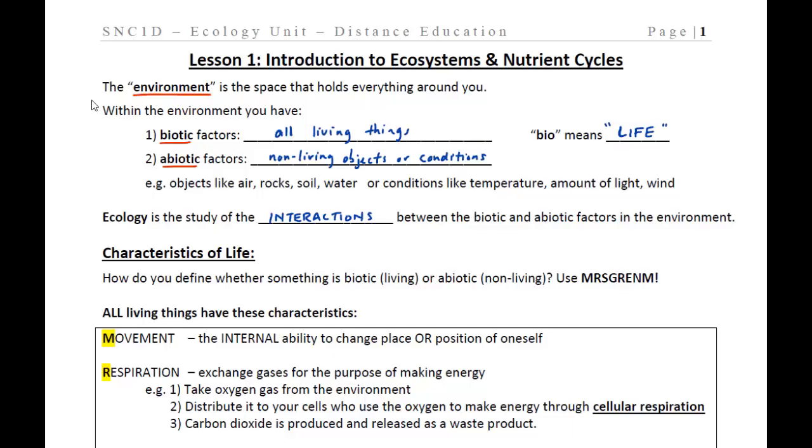the characteristics of life and nutrient cycles. So first of all, what is the environment? Well, you already know this. This is the space that holds everything around you.